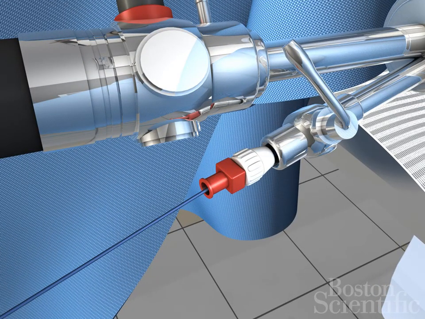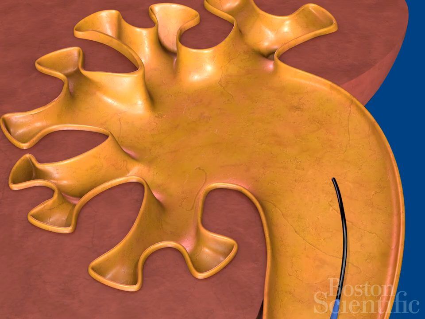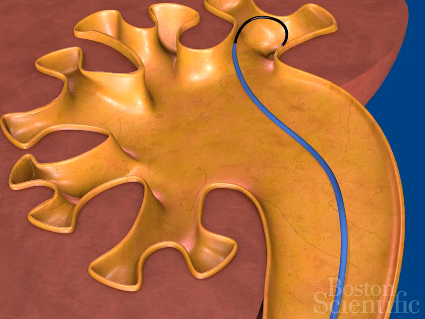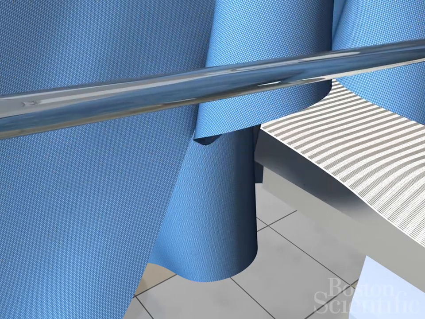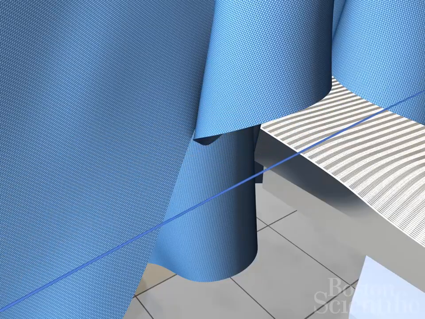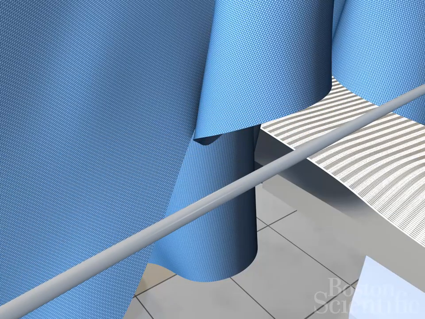Insert the working wire into the back of the catheter. The wire should coil in the renal pelvis of the kidney or within a calyx in the kidney. Remove the catheter. Remove the cystoscope. Insert a dual lumen catheter over the wire and into the ureter.